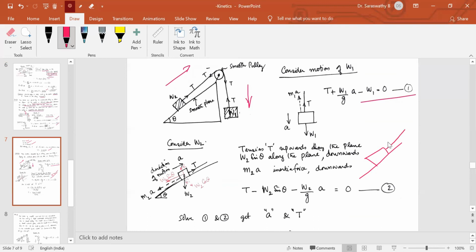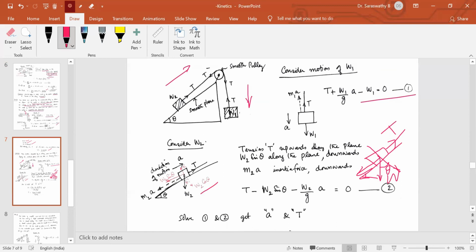This tension is acting in this direction. If self-weight is acting vertically downwards, and the inclined plane is making an angle theta with the horizontal, this angle will also be theta. That is the angle between the normal to the inclined plane and the vertical. So this W can be resolved into two components. One along the normal to this plane, which will be W cos theta, and the component along the plane, which will be W sin theta. That is what is shown here.